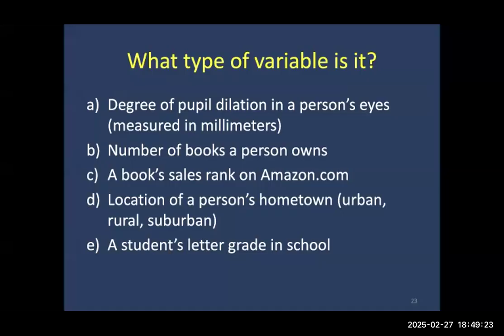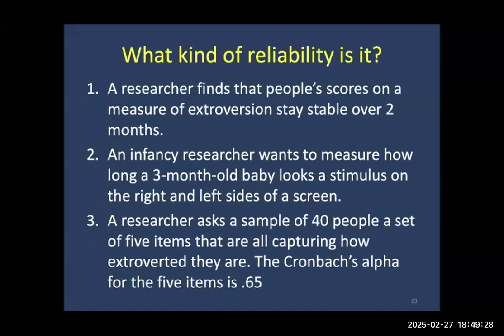Okay, so sorry, let me skip on to reliability. All right. If a researcher finds that people's scores on a measure of extroversion stay stable over 2 months, what kind of reliability is that? Test-retest. Yes. Great. What if an infancy researcher is measuring how long a 3-month-old baby looks at a stimulus on the right and left sides of a screen? What kind of reliability do you need to establish?